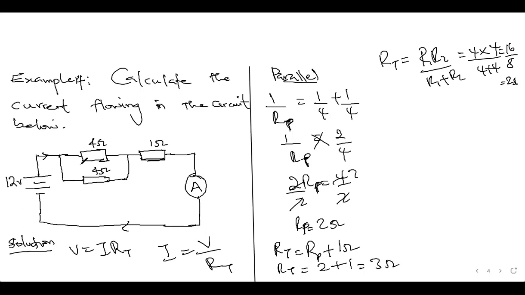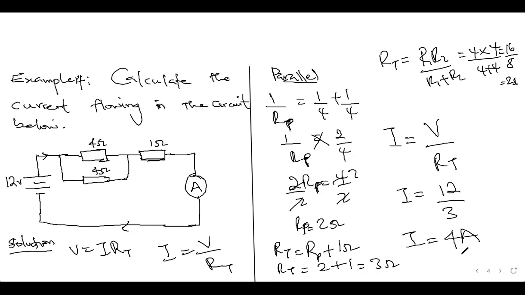Now I have the total resistance, so I can calculate the current. I will be V over RT, and V, what is V? 12 divided by RT, what is RT? 3. So I will be 4 amps. So that's the current. Okay.